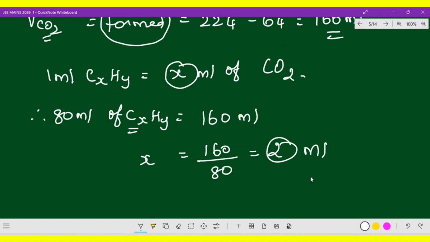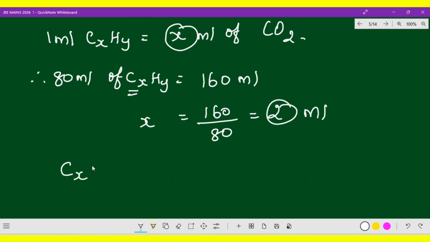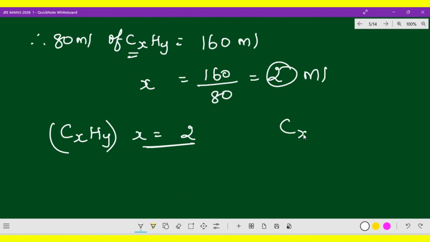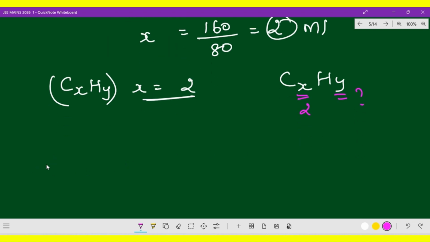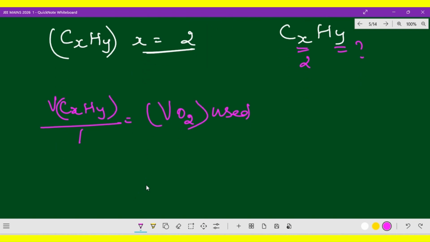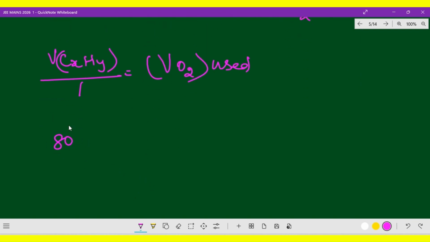Now x we got. In CxHy, the carbon number is 2, so x equals 2. Now we have to find y. Let us check here: the volume of CxHy divided by 1 equals the volume of oxygen used divided by x plus y by 4. So 80 is the volume of the hydrocarbon.